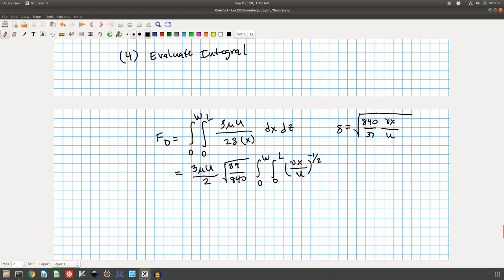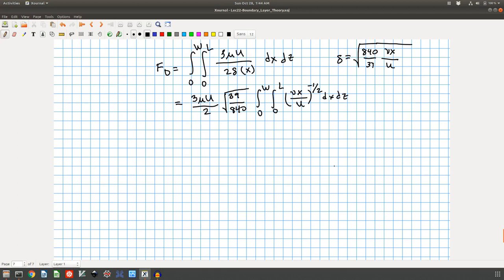All right, so now in the next step, I just need to integrate this guy with respect to x from 0 to l. So let me actually do the w integral, the z integral, because there's no dependence on z. So I can just write 3 mu u w divided by 2 square root of 39 divided by 840. Right? Now I need to do the integral over l.